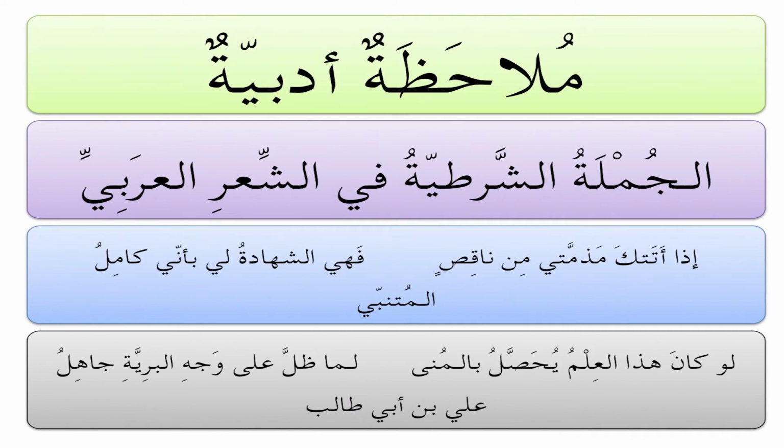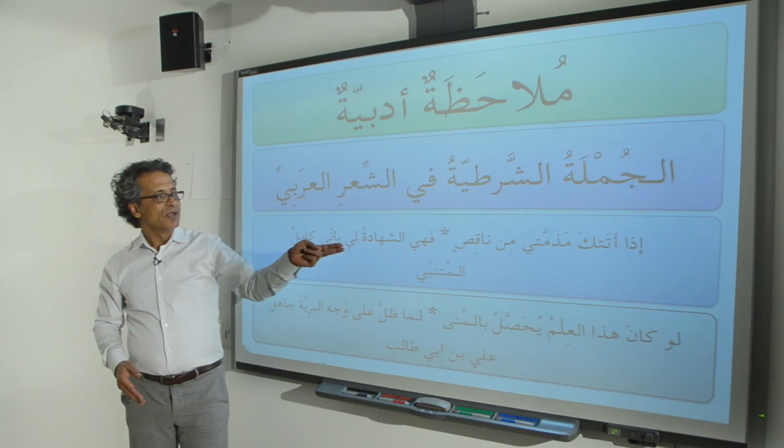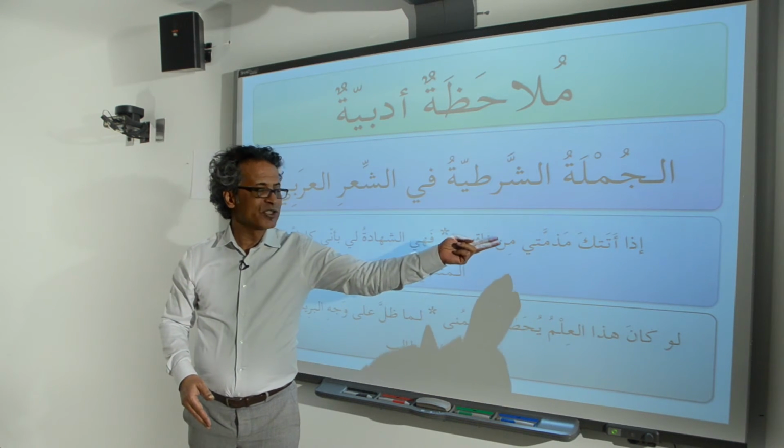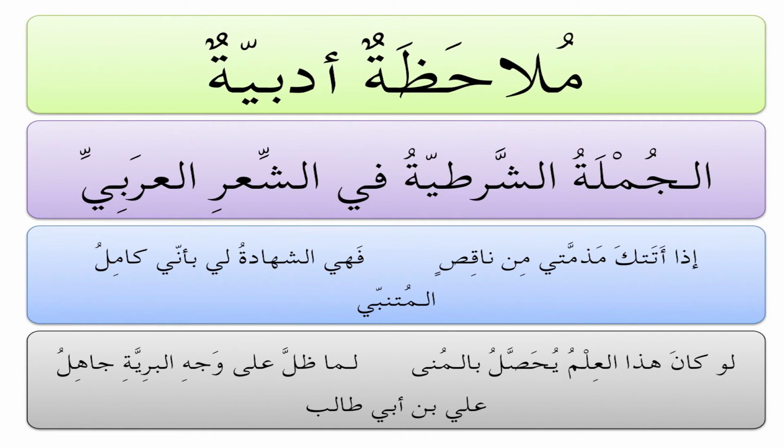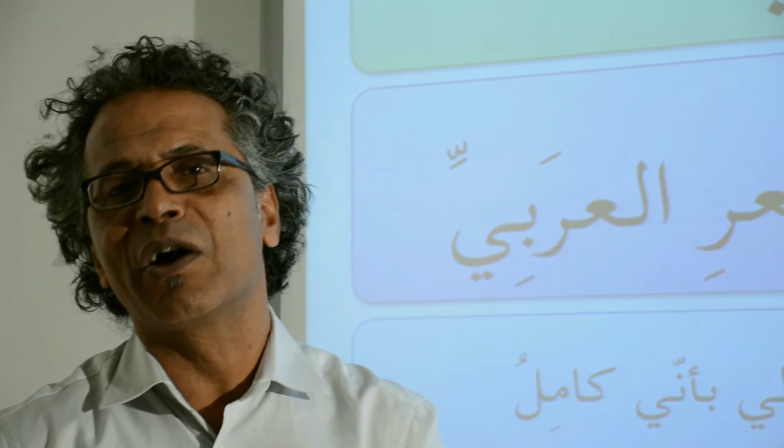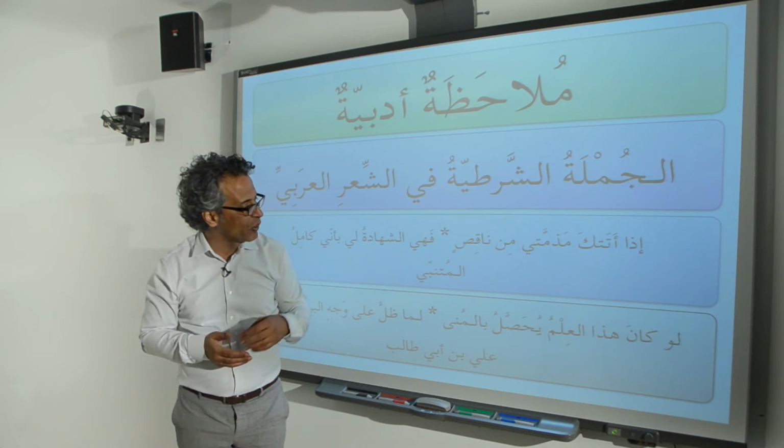So, المتنبي إذا أتتك مذمتي من ناقص فهي الشهادة لي بأني كامل. If somebody who's imperfect tells you something bad about me, it is actually an attestation to how perfect I am. So you see basically the idea. Take criticism from people who are reliable, not from people who are not.